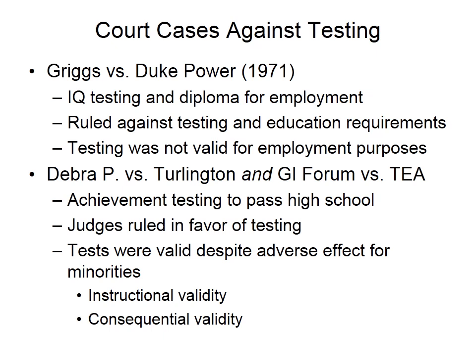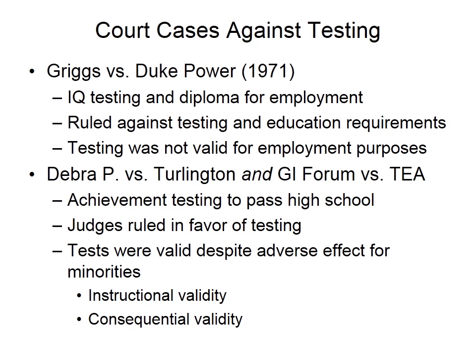Additional cases include Deborah P. versus Turlington, GI Forums versus TAE, and basically this is looking at achievement testing to pass high school. Judges actually ruled in favor of the testing in this case. So this was again a challenge to nationalized testing, the idea of having to complete a competency test in order to be able to finish high school.